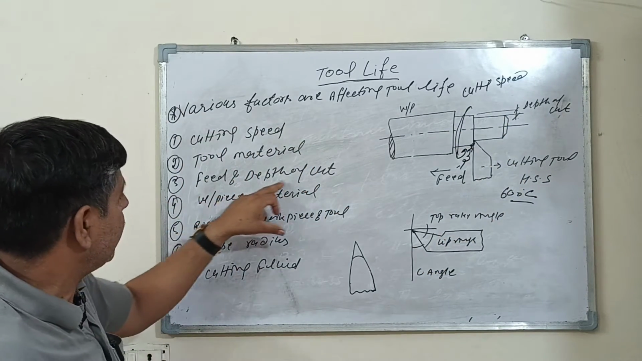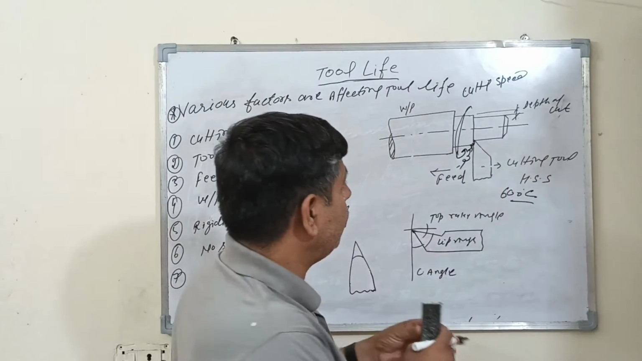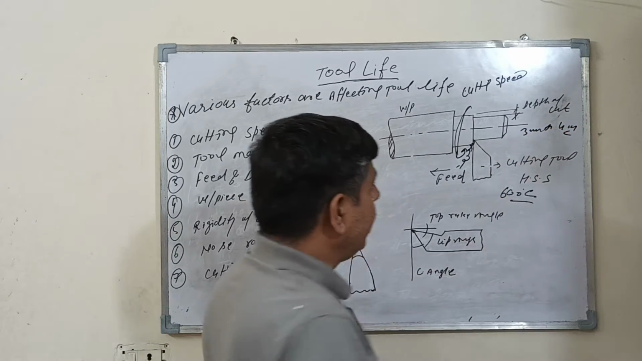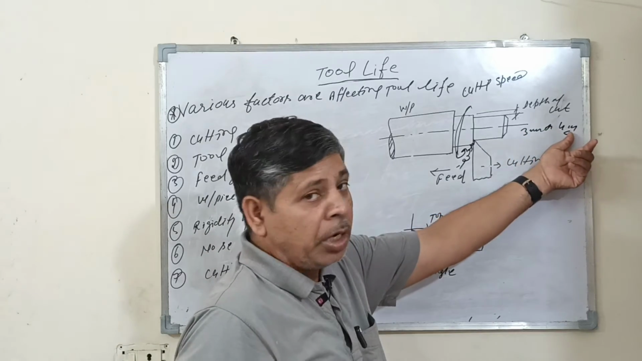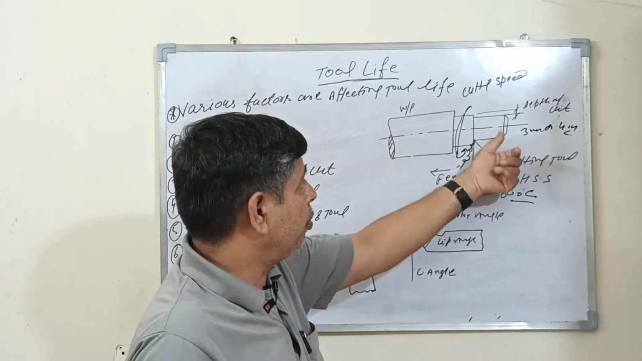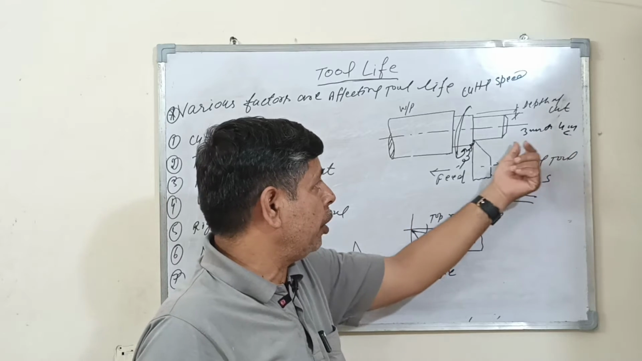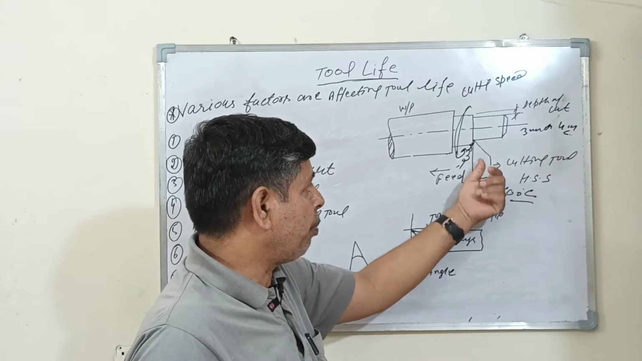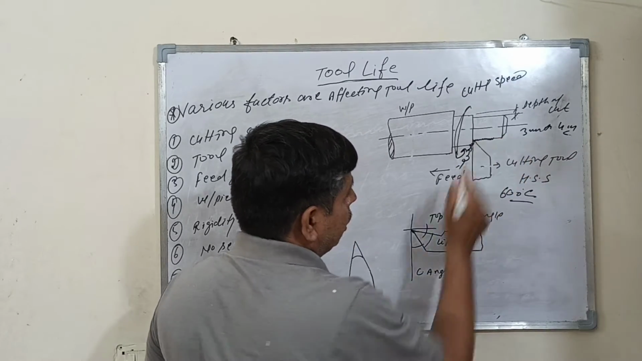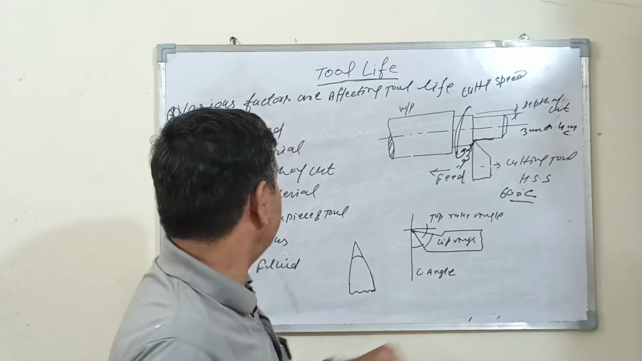Number three is feed and depth of cut. When you take a depth of cut of 3 mm to 4 mm, more material is removed from the workpiece with the help of a single point cutting tool. This means more heat is generated on the surface, and due to the heat, the point of the cutting tool will be damaged.